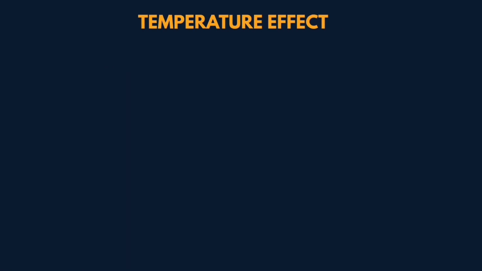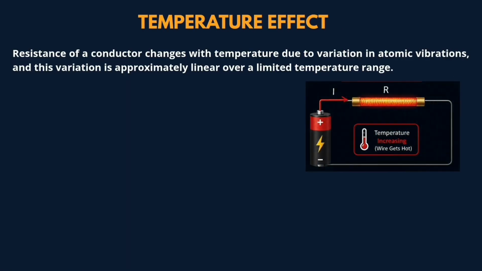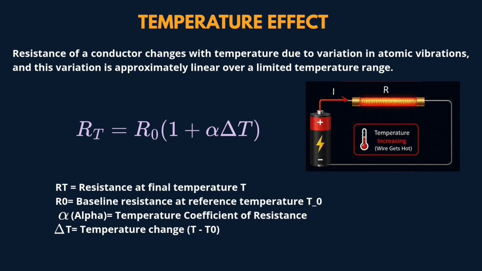Resistance of a conductor changes with temperature due to variation in atomic vibrations, and this variation is approximately linear over a limited temperature range. That is, resistance at final temperature T, RT, is given as R0 into 1 plus alpha into delta T, where R0 is baseline resistance at reference temperature T0, alpha is temperature coefficient of resistance, and delta T is temperature change, that is T minus T0.